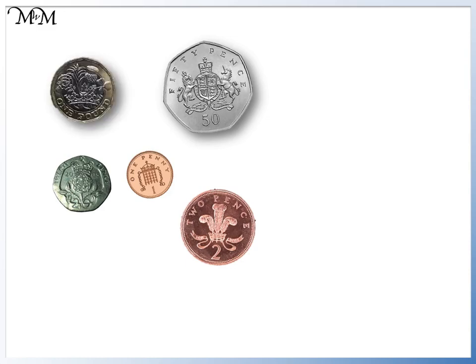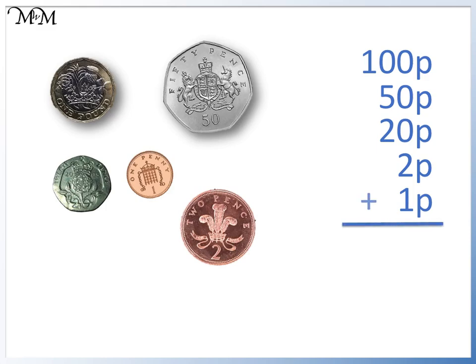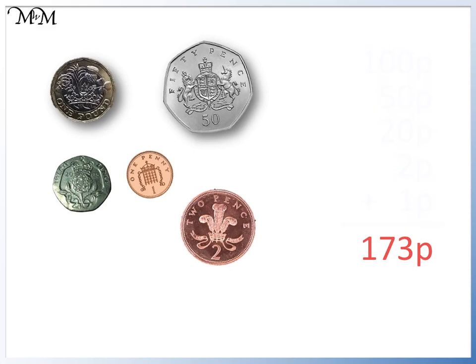We have a £1 coin, which is the same as 100 pence. 50p, 20p, 2p and 1p. Adding from right to left, we have 2 plus 1, which equals 3, 5 plus 2, which equals 7, and 1. So we have 173p.